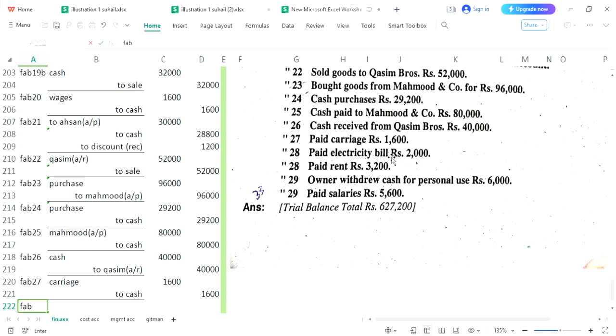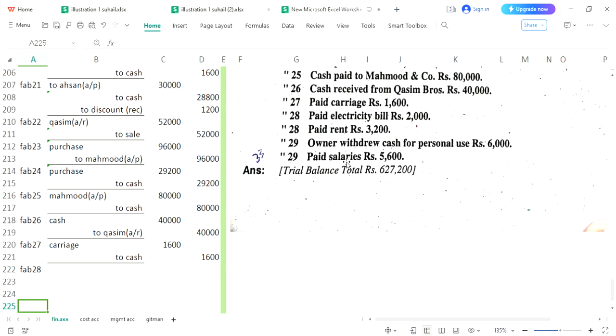Now let's see what February 28 is saying. Put the date first, February 28, and it is saying paid electricity bill. Again you are paying. What does that mean? After payment, cash will be decreased, cash in hand will be decreased. A decrease in cash means it should be credited. So we are crediting cash as an asset, it is decreasing. So a decrease in asset should be mentioned on the credit side.